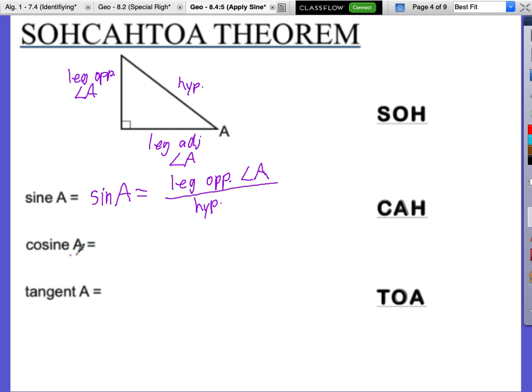If we had cosine of A, we can abbreviate it COS, but we do not call it cos. The only time you should ever say cos in here is if you're in the middle of saying my last name, Mr. Kossel. And if you're saying this, that's not my last name, okay?